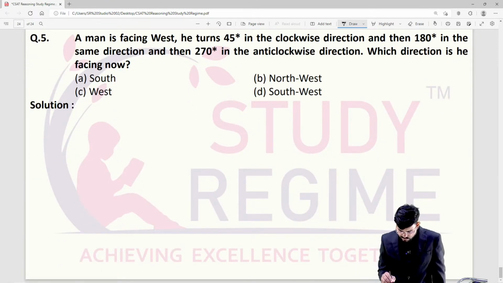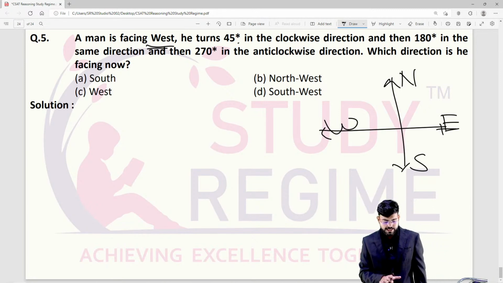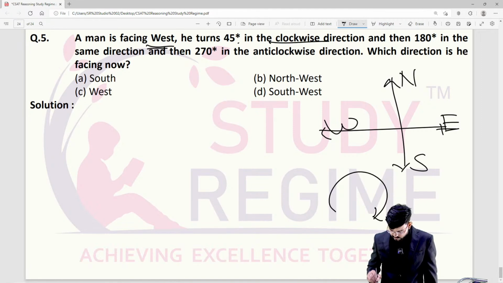Now, this star is degree, as 45 degree. A man is facing west. Okay. These are the directions. North, south, east and west. A man is facing west. He turns 45 degree in the clockwise direction. Clockwise direction is the direction in which the clock is moving. That is, this is the clockwise direction.